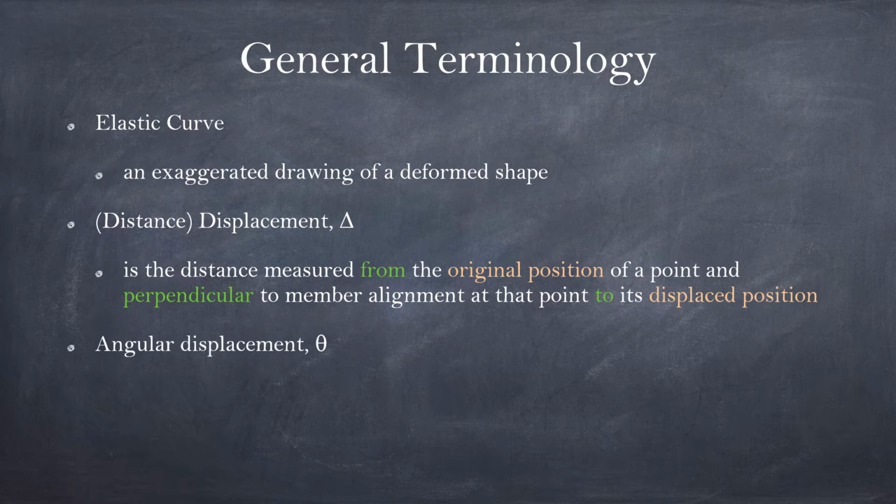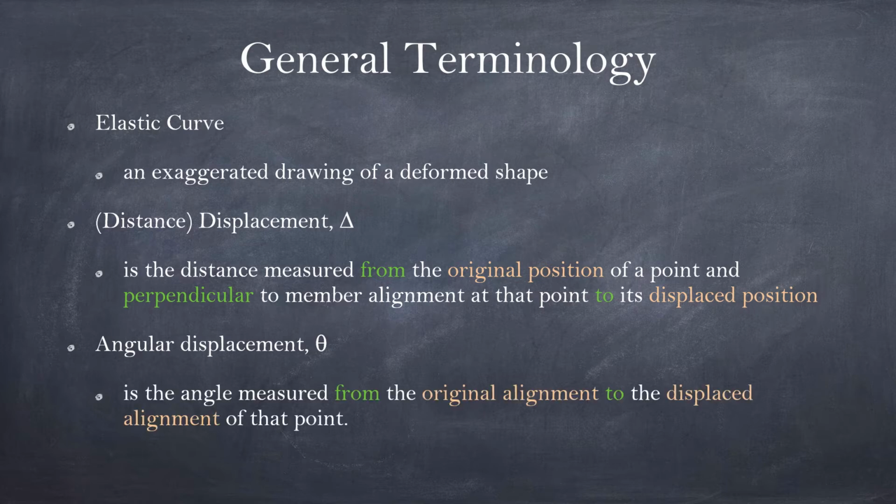Now, the angular displacement, theta. We use the Greek letter theta for it. It's an angle measured from the original alignment to the displaced alignment of the point that we are looking at. So basically, again, it compares the angle from the original to the displaced angle.